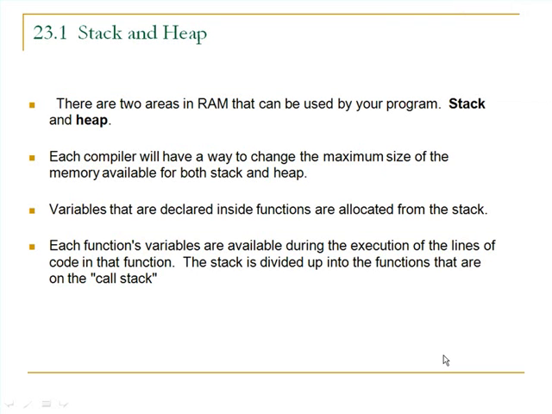So let's start our discussion about the dynamic allocation of memory in C programs by talking about two areas of RAM that are used by a C program. And these are called the stack and the heap, and they're used for different kinds of data.